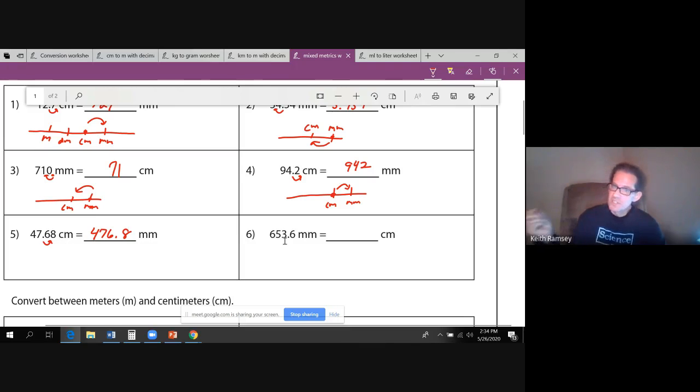And this one, I'm moving it the other way. Notice I'm going from milli to centa. So again, here's milli, it's really small. Here's centimeters. So I'm starting here at milli. I'm moving 1 step to the left to centimeters. So here's my decimal, I move it 1 step. Now I'm at 65.36 centimeters, or in 653.6 millimeters, okay?